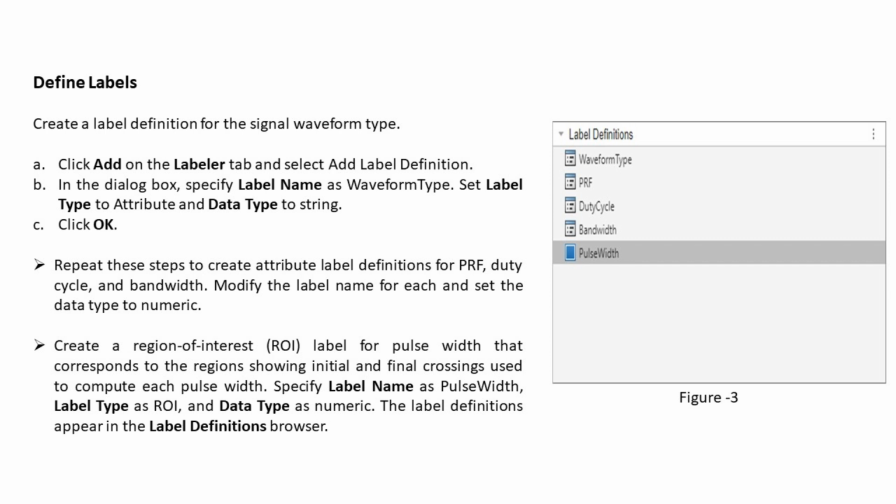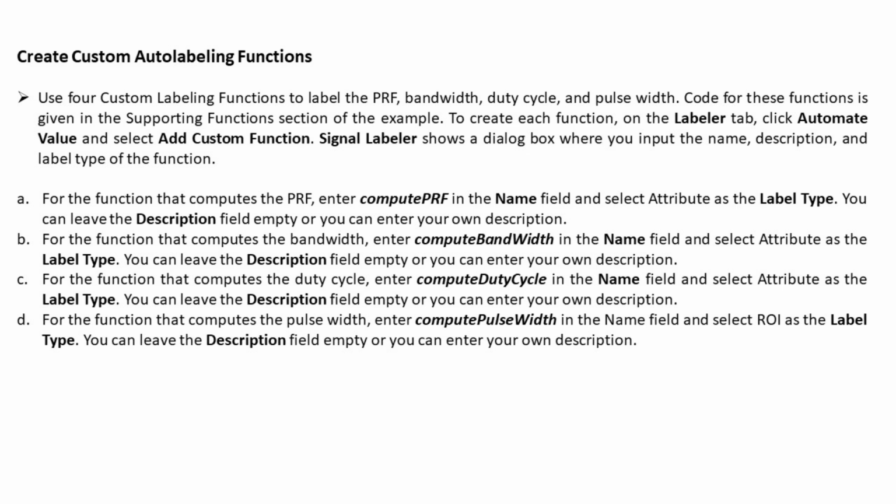Modify the label name for each and set the data type to numeric. Create a region of interest, ROI, label for pulse width that corresponds to the regions showing initial and final crossings used to compute each pulse width. Specify label name as pulse width, label type as ROI, and data type as numeric. The label definitions appear in the Label Definitions browser. Create custom auto-labeling functions. Use four custom labeling functions to label the PRF, bandwidth, duty cycle, and pulse width.